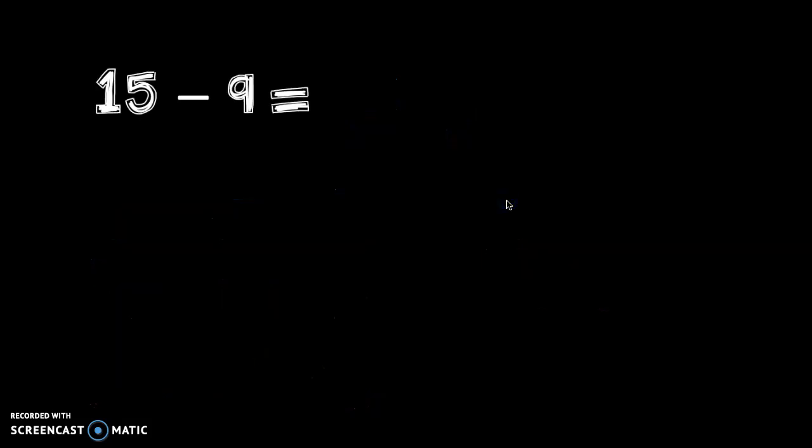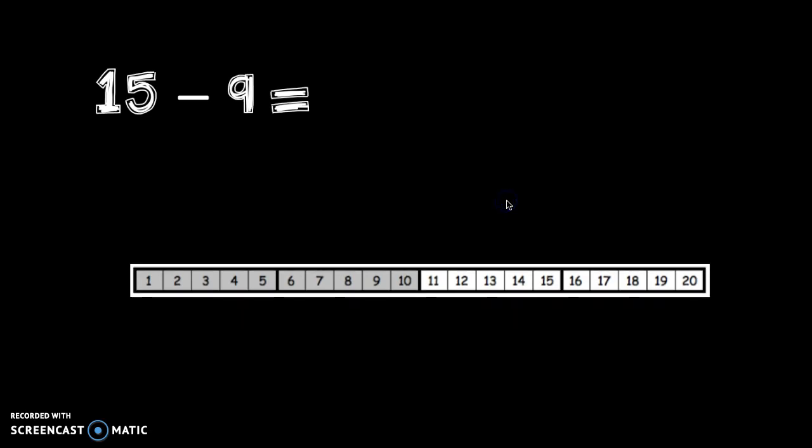All right, this one says 15 minus 9. I'm going to do the exact same thing, but this time I'm not going to use my picture because hopefully you're seeing the connection between the two. I'm just going to use the number path. There it is. Do you remember where I start? What number I'm going to circle on the number path?